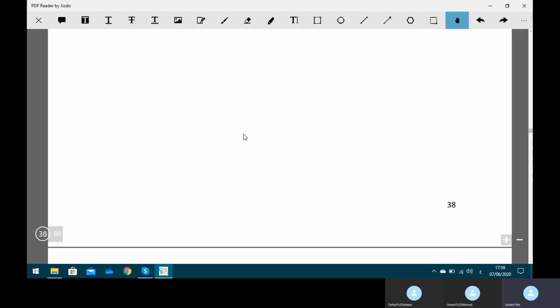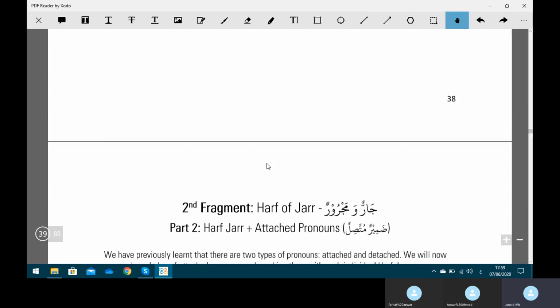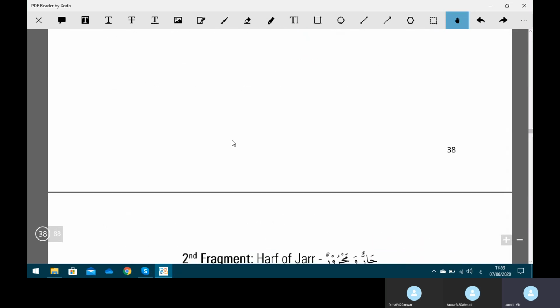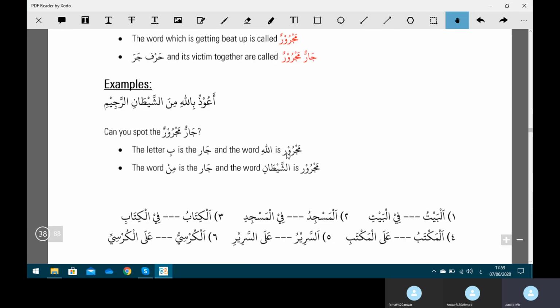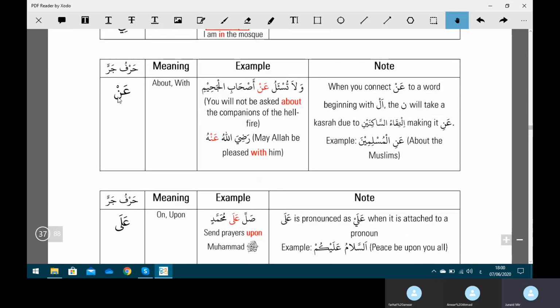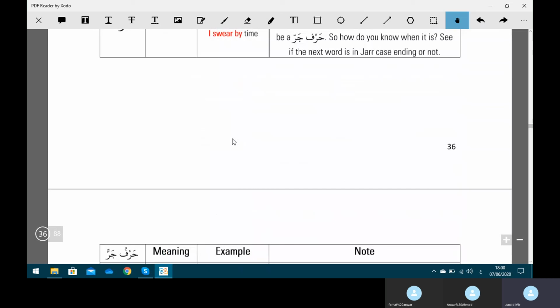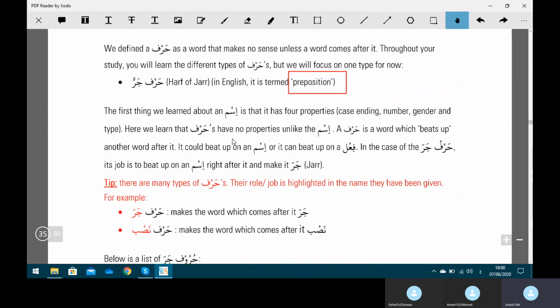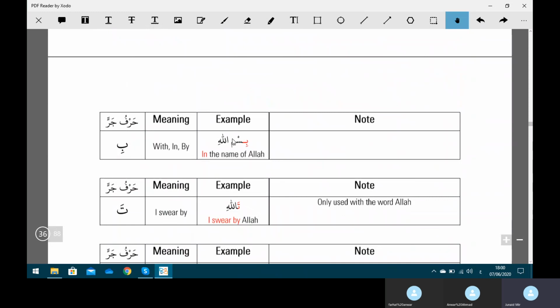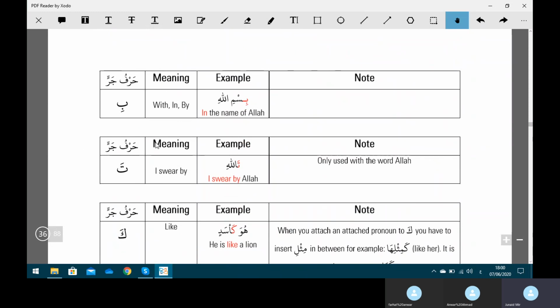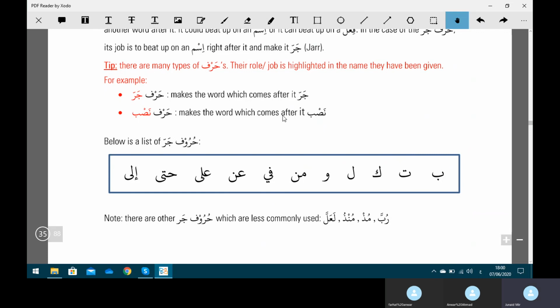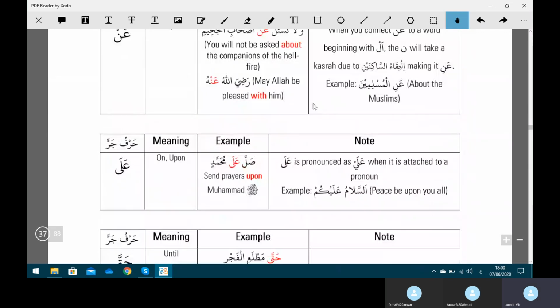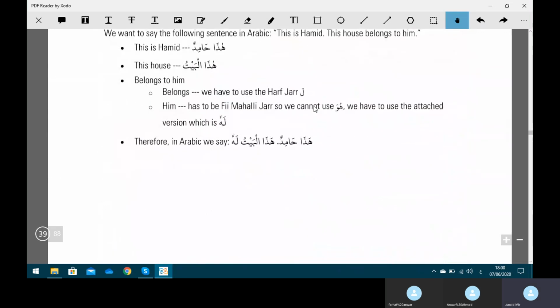That's basically the lesson for today. This is part 1. So you just learn the prepositions, or learn the huruf jar and their meanings, and their effect on the noun after it, which is that it makes it jar. And next week we will move on to part 2.